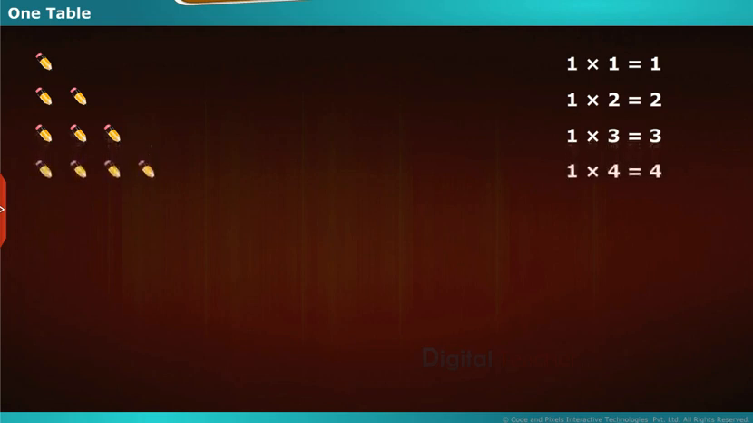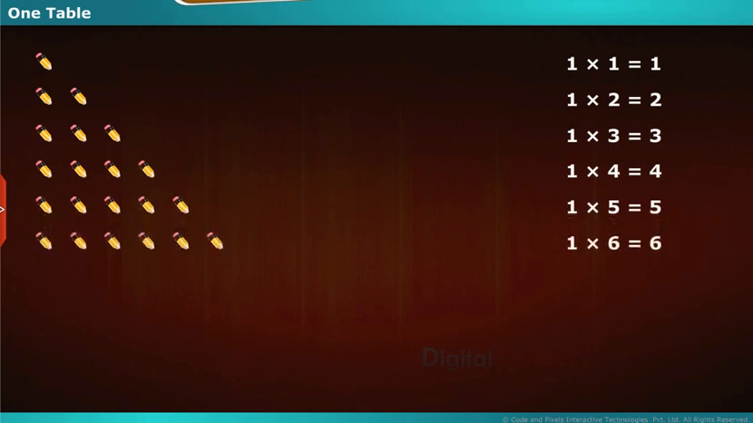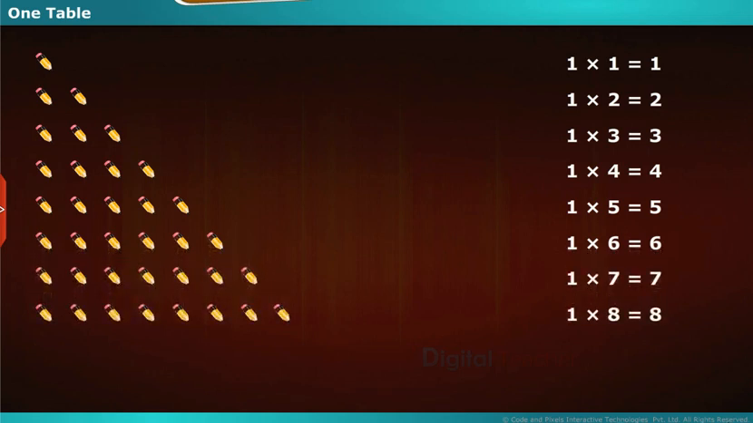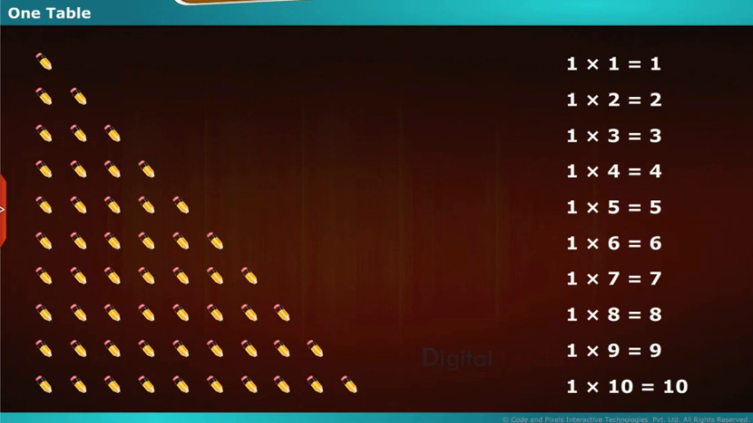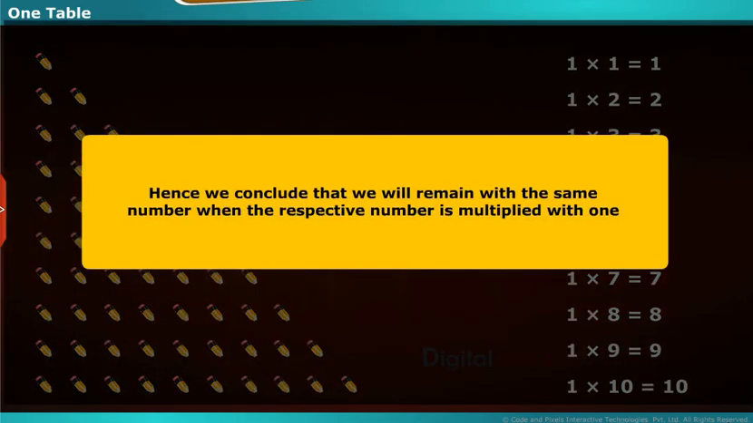Here we look at one table. 1 times 1 is 1. 1 times 2 is 2. 1 times 3 is 3. 1 times 4 is 4. 1 times 5 is 5. 1 times 6 is 6. 1 times 7 is 7. 1 times 8 is 8. 1 times 9 is 9. 1 times 10 is 10. Hence, we conclude that we will remain with the same number when the respective number is multiplied with 1.